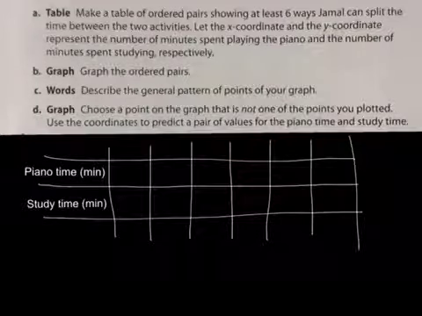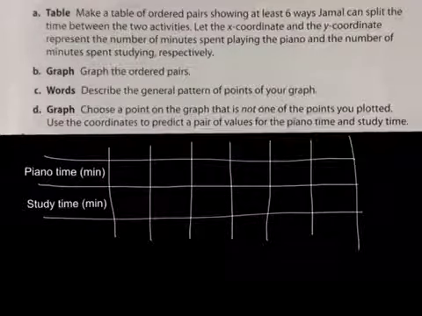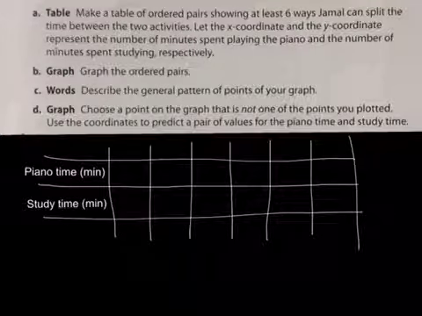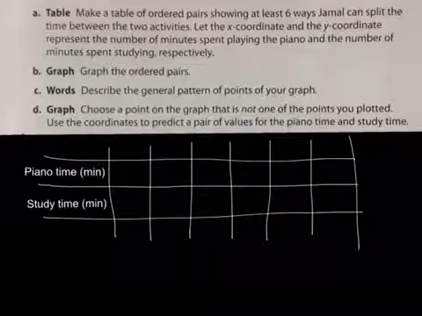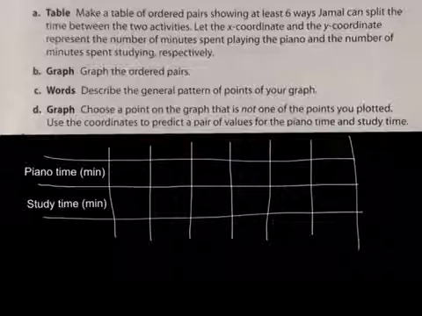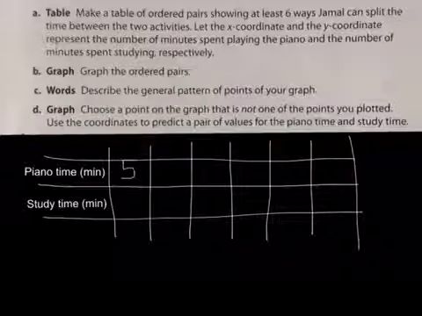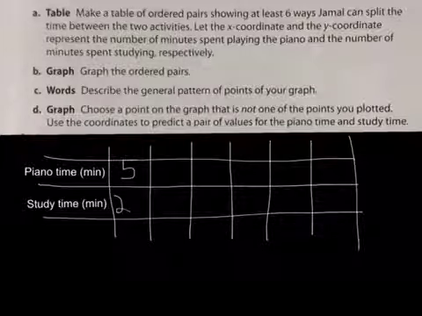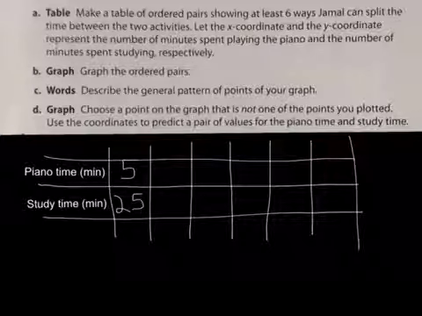Okay, so you can see my table is not the greatest, but this is the best I could do on the iPad. I have piano time and study time, and I made 1, 2, 3, 4, 5, 6 columns because there's 6 different combinations. Now I have to find all the possible combinations, at least 6 combinations, not all of them, the 6 combinations of how the time can be split. So I can start by saying that he will spend maybe 5 minutes on the piano, which would leave me with 25 minutes to study.